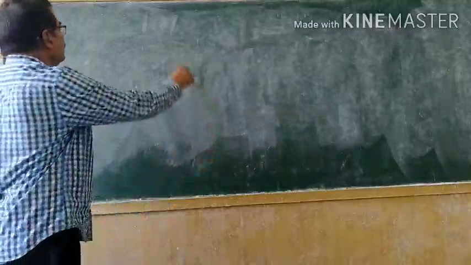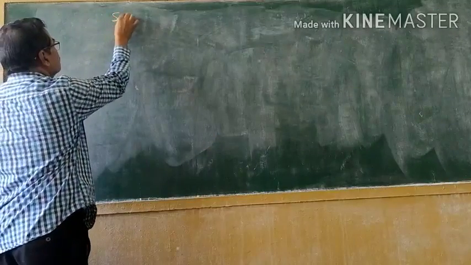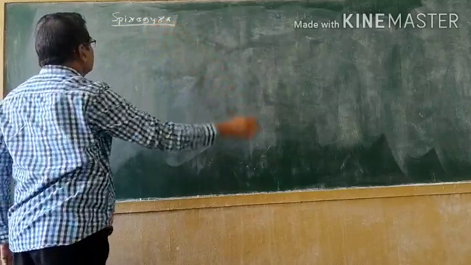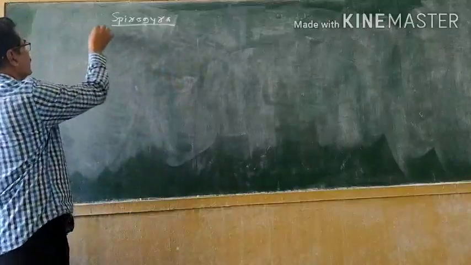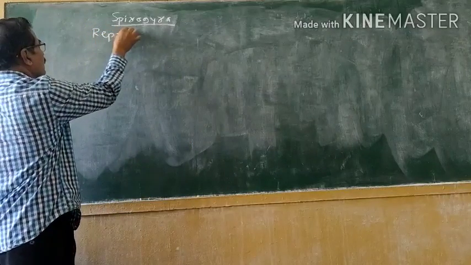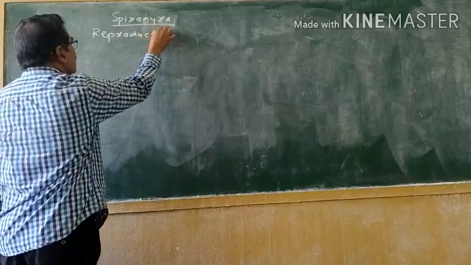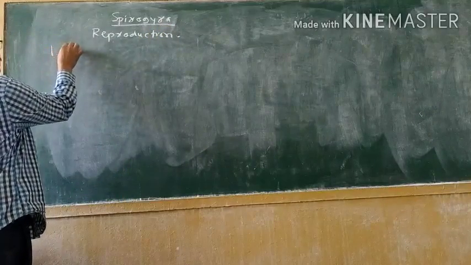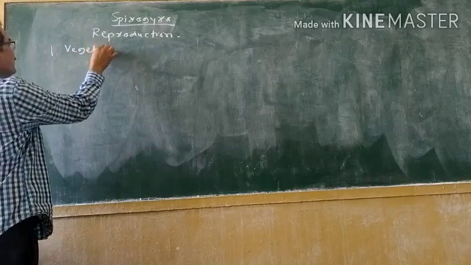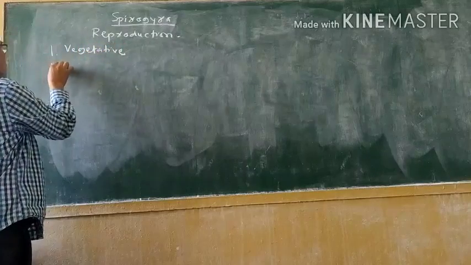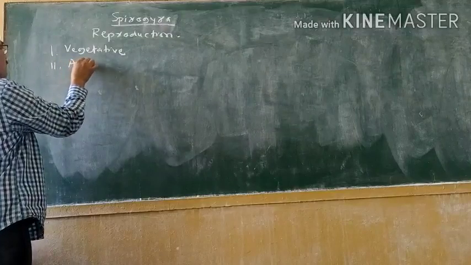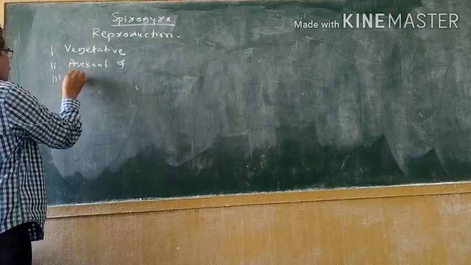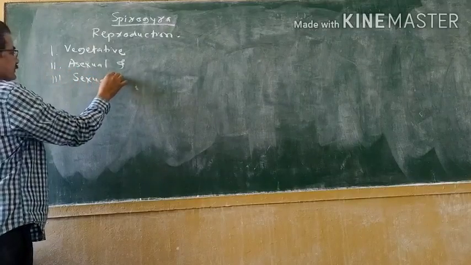Students, we are going to see the reproduction in Spirogyra. Reproduction in Spirogyra takes place by means of three methods. One is the vegetative method, the second one is the asexual method, and the third one is the sexual method.